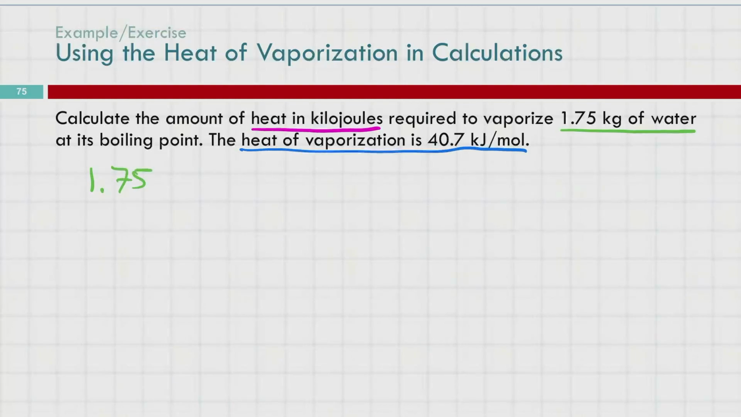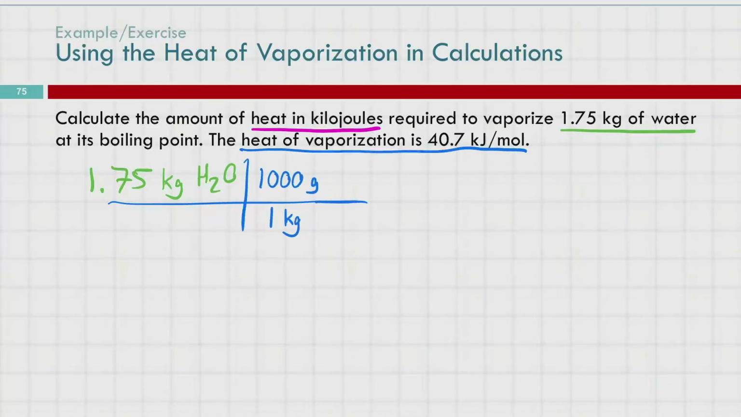1.75 kilograms of H2O we can convert to grams. There are 1,000 grams in 1 kilogram. Or those of you that have practiced it a lot, you would just move the decimal place over 3 spots. It's 1,750 grams. But we'll do the full unit conversion here.